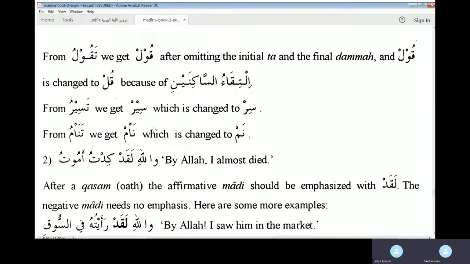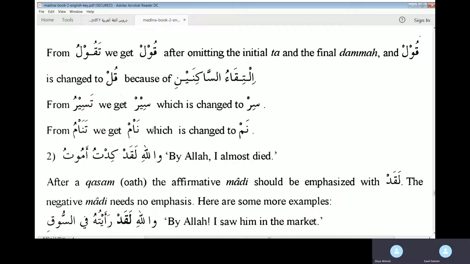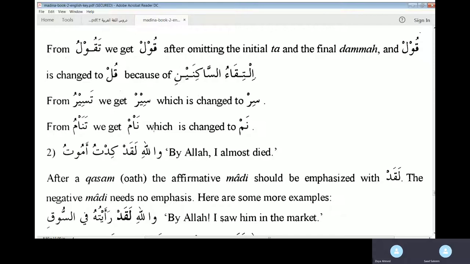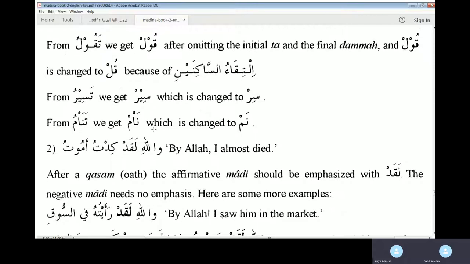From tuqulu, we get qul, after omitting the initial ta and the final dhamma, and qul is changed to qul because of iltiqa as-sakinayn. From tasiru, we get sir, which is changed to sir. From tanamu, we get nam, which is changed to nam.